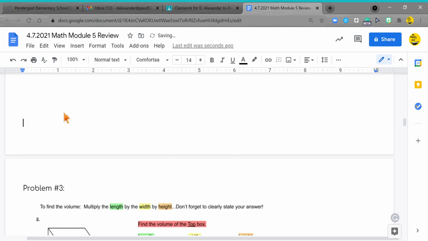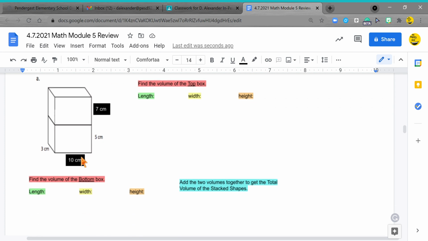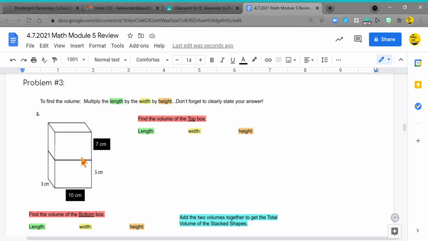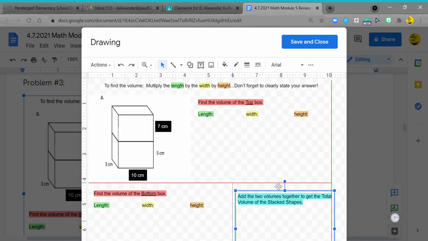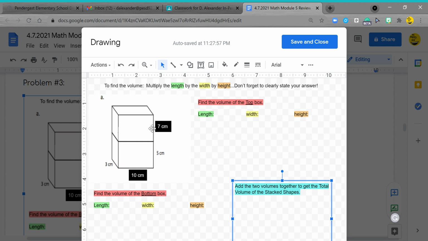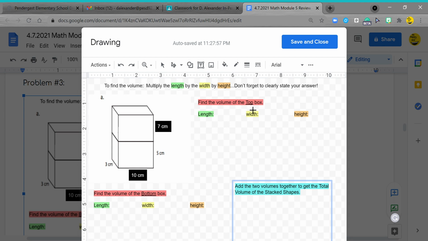We're going to problem number 3. And remember, this one has 2 boxes. Remember, when we do that, we end up adding our shapes together. So I'm going to go ahead and click in. Okay, you guys, are you ready? I'm going to go to scribble. First thing I'm going to do is find the top box. So right here, I know my length is 10. And yes, 10 centimeters. My width is 3 centimeters. But let's look. I have 2 different heights.